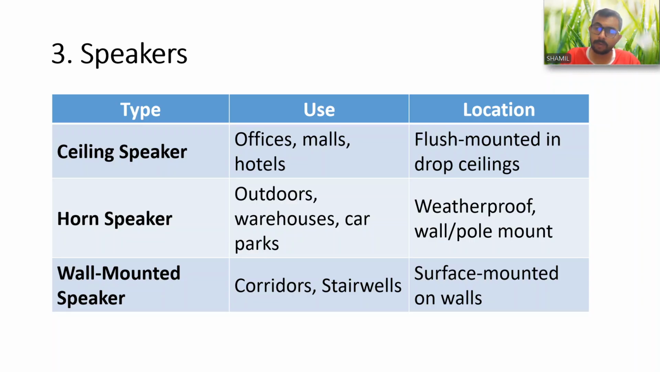Then we have the wall mounted speakers. The wall mounted speakers are normally installed in corridors and stairwells, and they will be surface mounted on the walls. So these are the speakers. They are the ones that deliver the output, the audio signal, to the occupants. We have three types of speakers. The first type is the ceiling speaker, the second type is the horn speaker, and the third type is the wall mounted speaker.